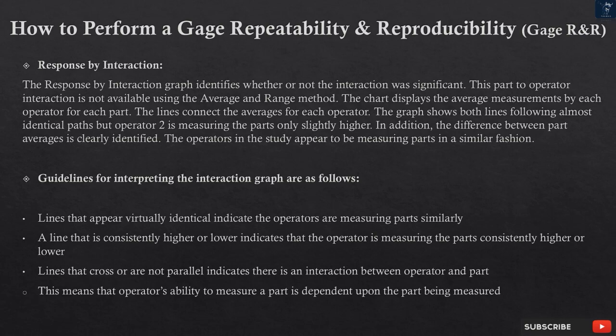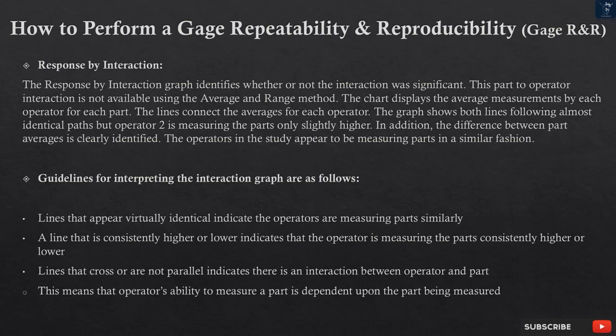Response by interaction. The response by interaction graph identifies whether or not the interaction was significant. This part-to-operator interaction is not available using the average and range method. The chart displays the average measurements by each operator for each part. The lines connect the averages for each operator. The graph shows both lines following almost identical paths, but operator 2 is measuring the parts only slightly higher. In addition, the difference between part averages is clearly identified. The operators in the study appear to be measuring parts in a similar fashion.